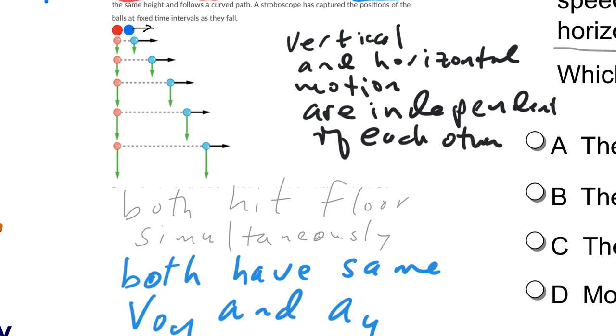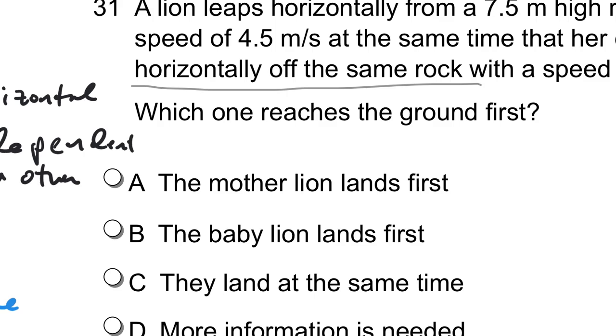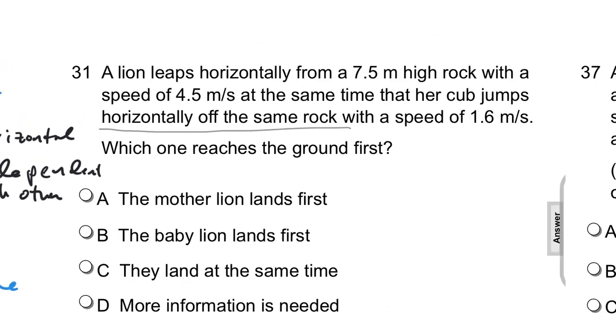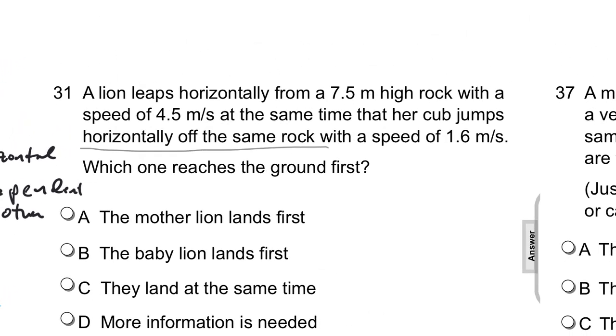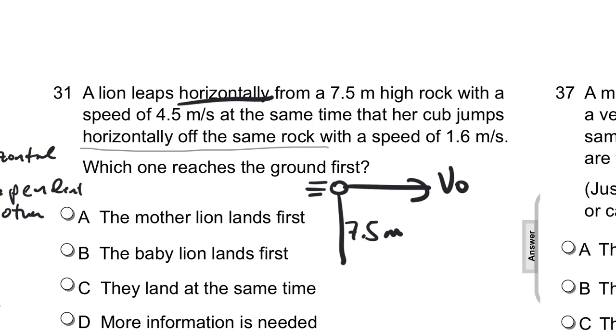The horizontal velocity does not affect the vertical velocity, and the vertical velocity does not affect the horizontal velocity. Let's do a problem. A lion leaps horizontally from a... Okay, so this is the height, 7.5 meters. And here's the lion going straight forward. So that's 4.5 meters per second.